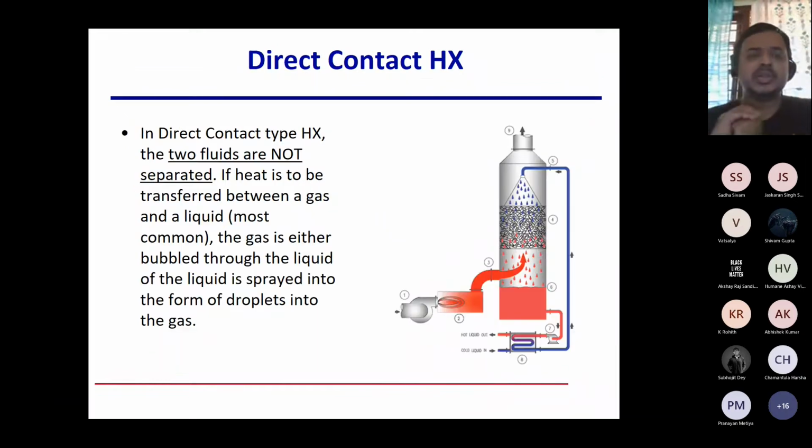The last one we are going to talk about is called the direct contact heat exchanger. So here the two fluids actually come in direct contact. What does it mean? It means, let us say, that I have a tower like this, which is filled with cold water, and I'm pumping hot oil from the bottom to the top. Possible? So the two fluids come in direct contact. They are not separated.